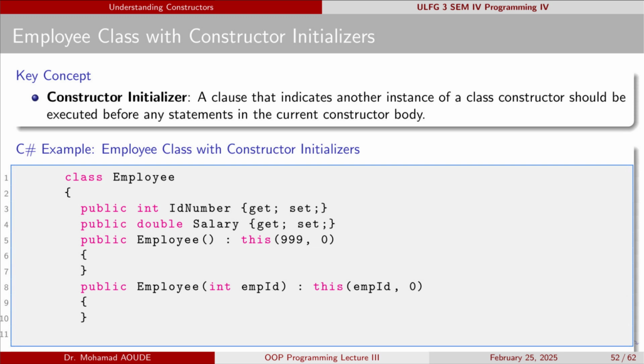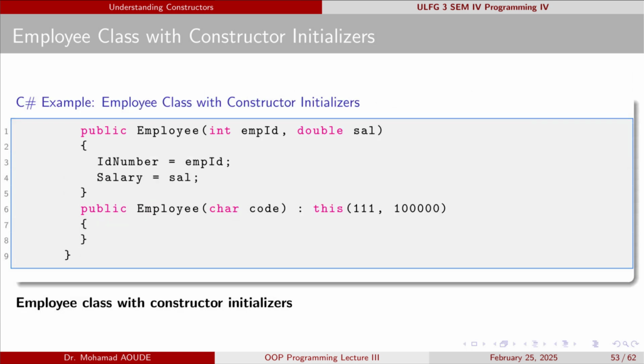Constructor initializers in C# allow one constructor to call another. This avoids repeating code and ensures centralized initialization logic. It's an example of the programming principle don't repeat yourself, DRY. Write logic once and reuse it everywhere needed. In this class, all simpler constructors redirect to a main constructor with two parameters. Constructor initializers streamline your code, reduce bugs, and make maintenance easier.